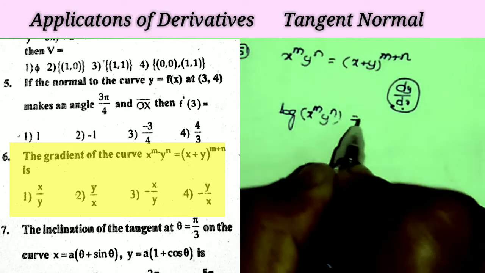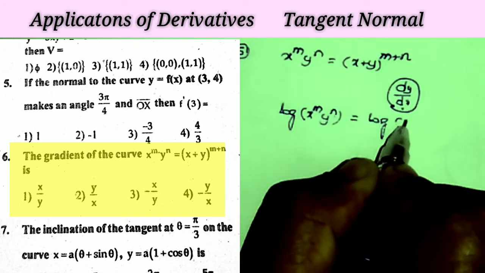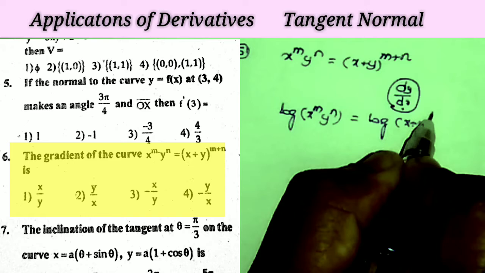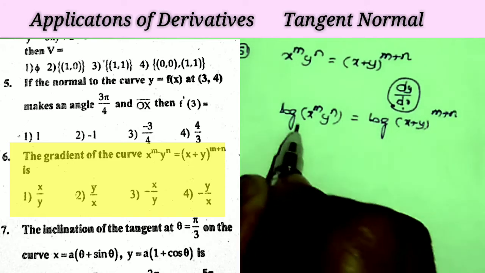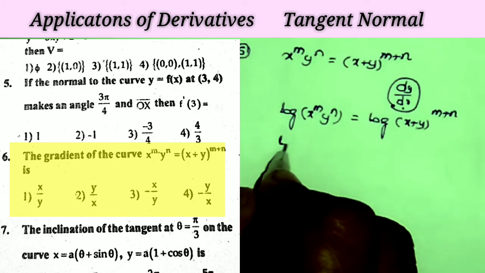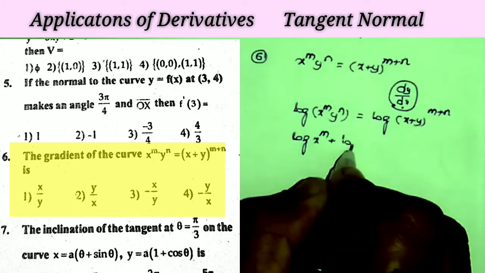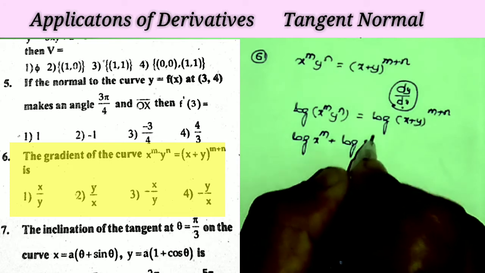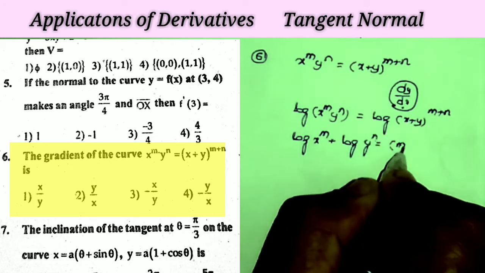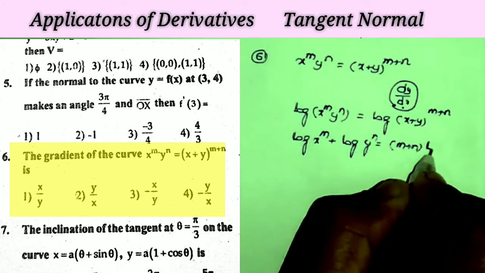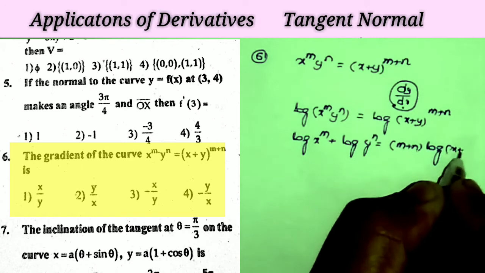That is, log of x power m into y power n is equal to log of x plus y power m plus n. Now this is log a plus log b. Log ab is equal to log a plus log b. That is, log x power m plus log y power n is equal to, writing the power as the quotient, then we get m plus n into log of x plus y.